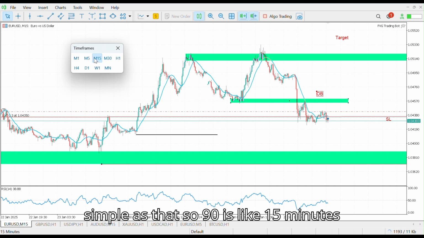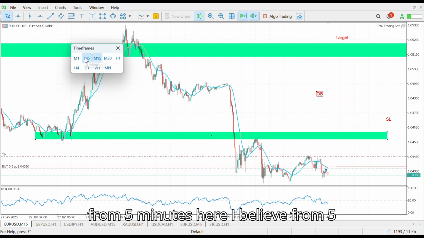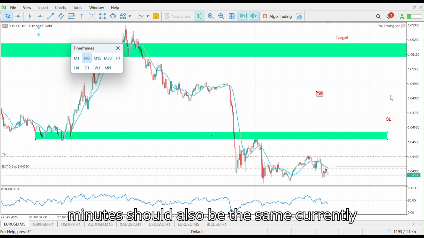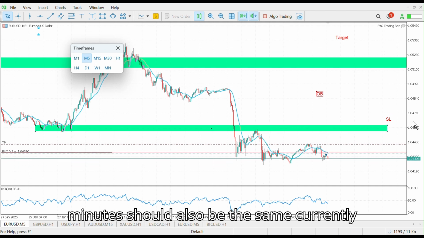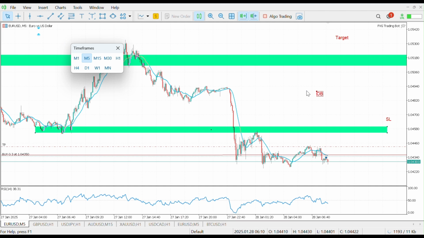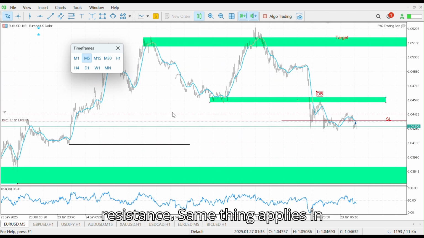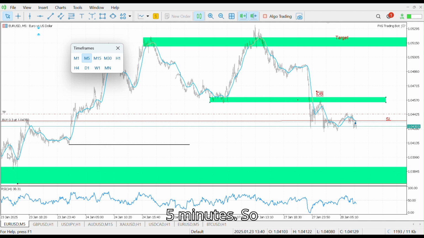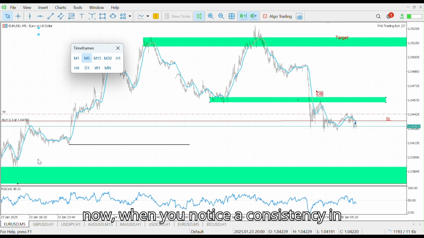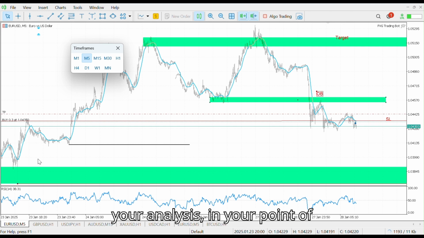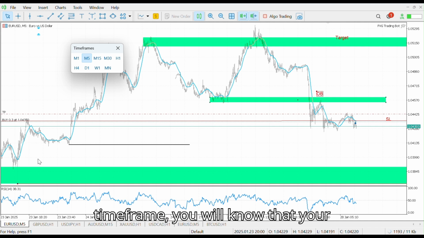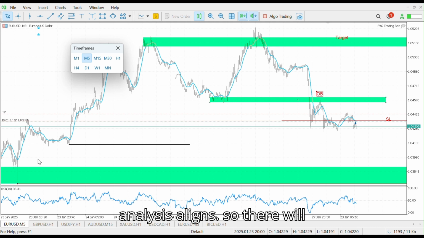So now do it on 15 minutes. On 5 minutes, yeah, I believe on 5 minutes should also be the same. Currently we can see that 5 minutes also forms resistance. Same thing applies on 5 minutes. So when you notice a consistency in your analysis, in your points of reference, starting from the higher time frame down to the lower time frame, you will know that your analysis aligns.